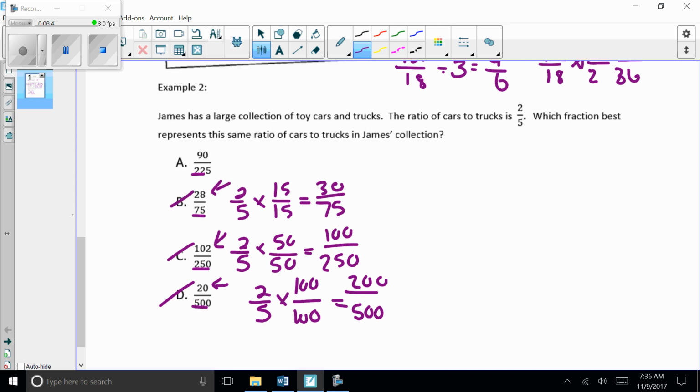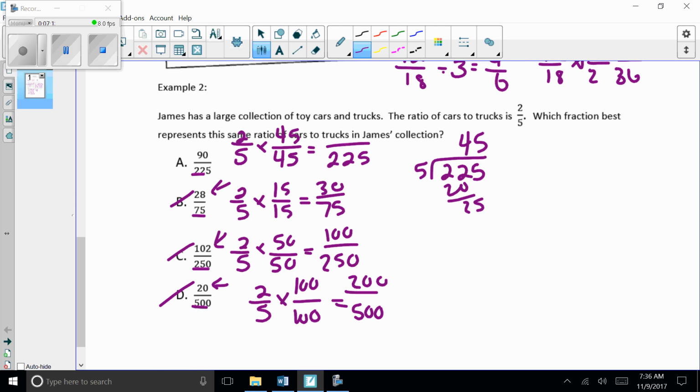So let's double check and make sure that A is actually the answer. So I'm going to take my 225, and I'm going to divide it by 5 to see what I need to multiply by. So I'm going to multiply it by 45. So if I have my 2/5 times, and I'm going to multiply it by 45 over 45, because I have to multiply my 5 by 45 to get my 225. And because it's a unit of 1, I have to also multiply my 2 by 45, and 2 times 45 is 90. So therefore, A is going to be your answer.